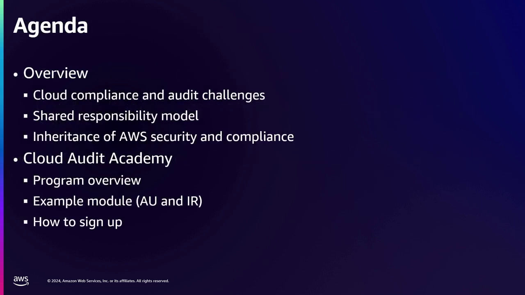All right, so quick look at the agenda. We have an overview. We'll talk a little bit to set the stage on what are those compliance challenges, audit challenges, because you're in a cloud environment. Shared responsibility model, I'm sure many of you have already heard about that, but we'll just use that to provide a little context. Then we'll talk about inheritance of security and compliance through AWS and our cloud infrastructure. And then we'll jump into Cloud Audit Academy, give a quick overview of what that is, and then talk through a module.